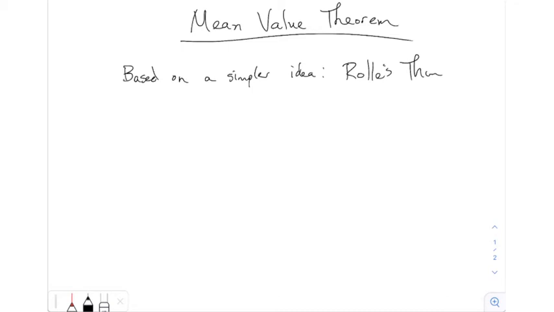Rolle's theorem is named after this guy named Rolle. And Rolle was a French mathematician in the 1600s, during the time that calculus was beginning to become popular. It had just been sort of invented around this same time and was taking the world by storm.